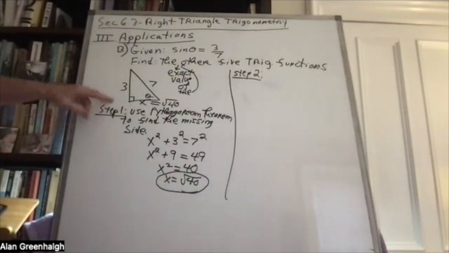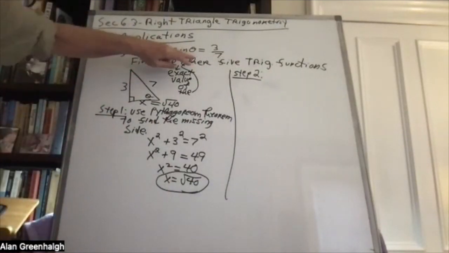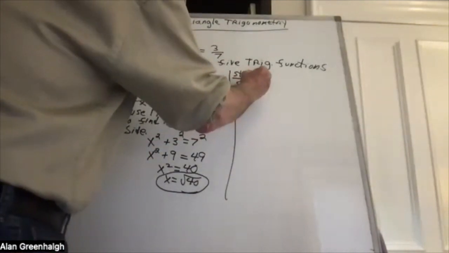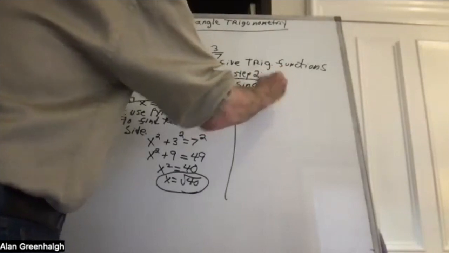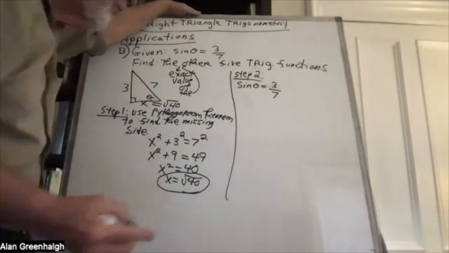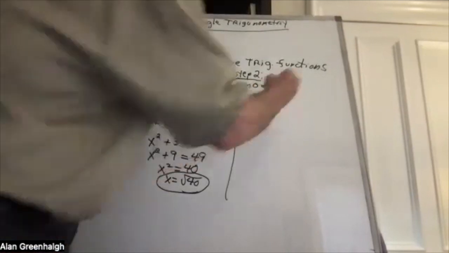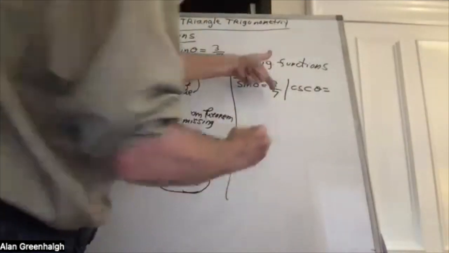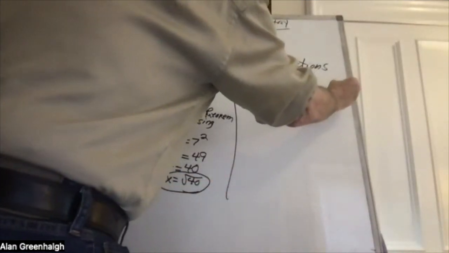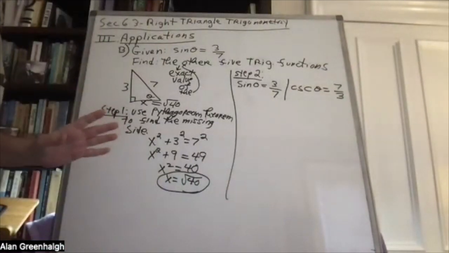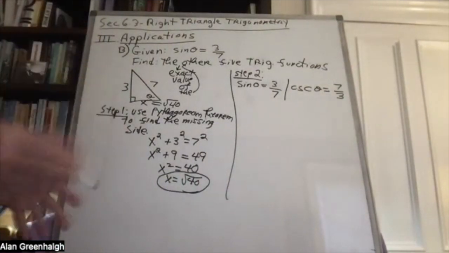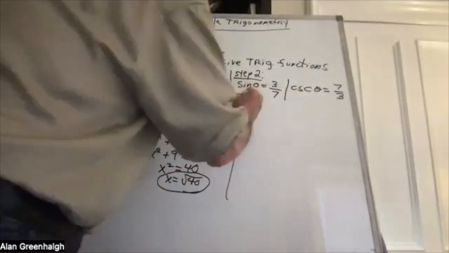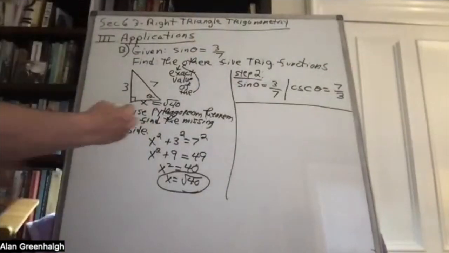We know sine. Sine is 3 over 7. Therefore, we also know the reciprocal function of sine, which is cosecant. That's the reciprocal. That's easy. Once you know one of the functions, you automatically know the reciprocal function, and that helps us get rid of 2 of them right away. But now we have to do a little work.